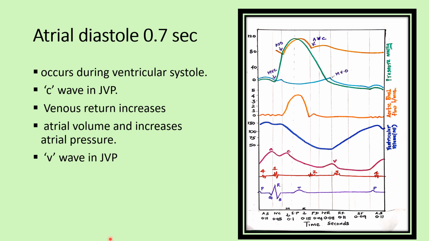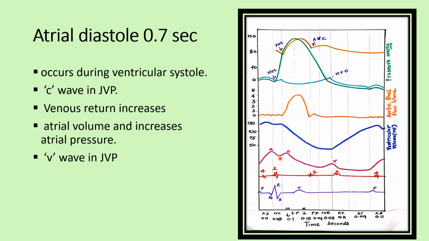Atrial diastole duration is 0.7 second. The atrial diastole occurs following the atrial systole, during the ventricular systole. In the beginning of the ventricular systole, bulging of the atrioventricular valve into the atrium increases the atrial pressure.